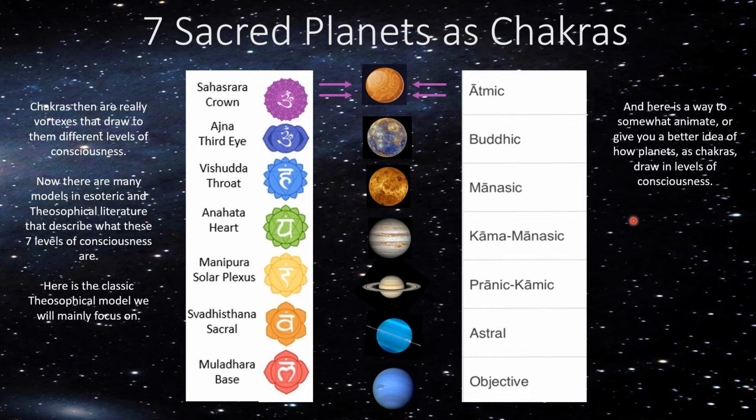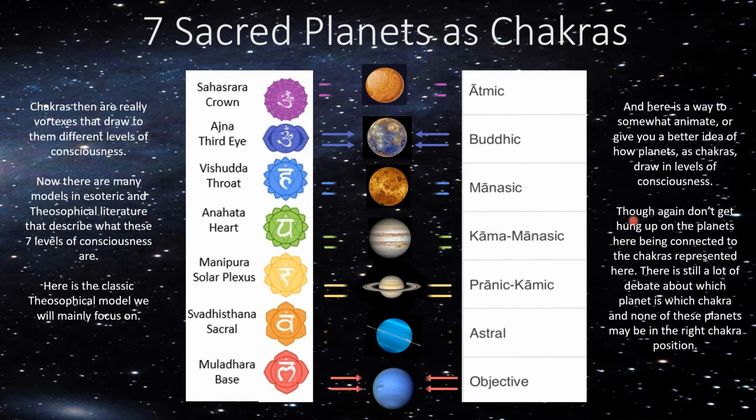And here is a way to somewhat animate or give you a better idea how planets as chakras draw in the different levels of consciousness. Though again, don't get hung up on the planets here being connected to these chakras. There is still a lot of debate about which planet is which chakra, and none of these planets may be in the right chakra position here. Just simply get the idea in this kind of psychedelic animation now, how they are energy vortex systems that draw in the different levels of consciousness to them as planets, as chakras within a living being called a solar logos.